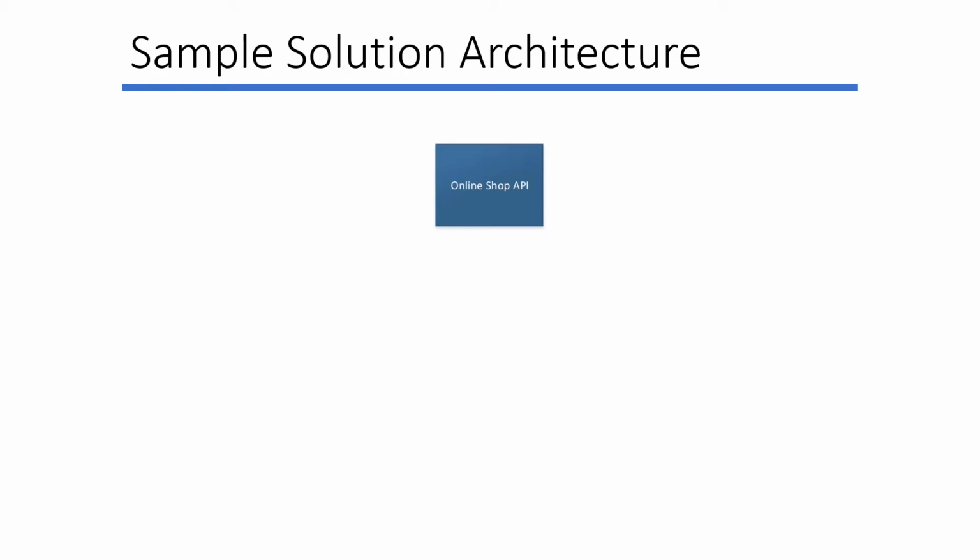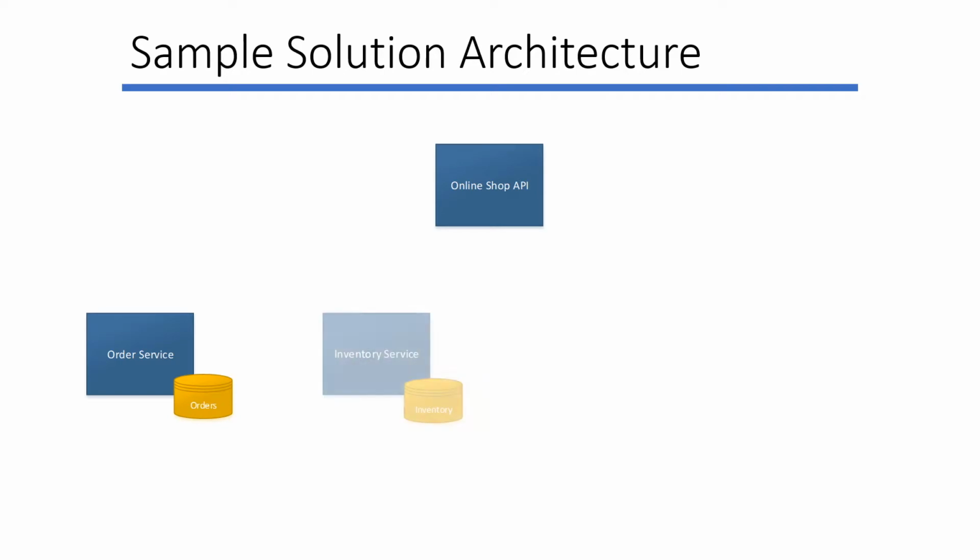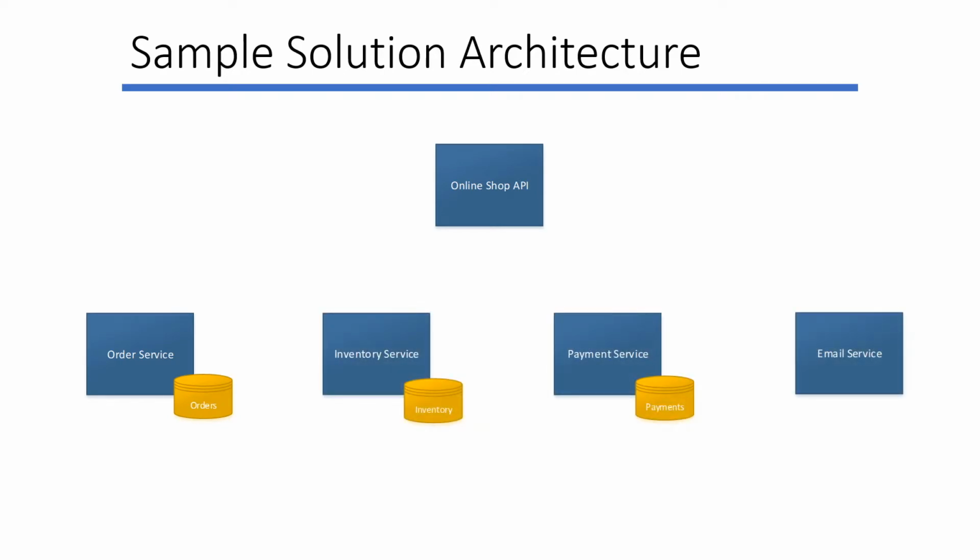Our entry point to the microservices will be the online shop API. This will contain the external facing endpoints to initiate an order of online products. Internally, the system will contain an order service, an inventory service, a payment service, and an email service. For this POC, we will use the same Azure Table Storage account with specific tables dedicated to each microservice.